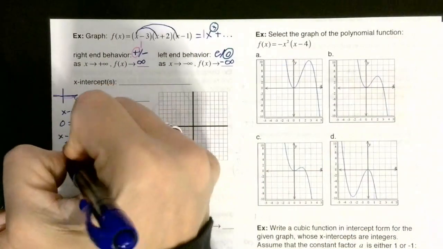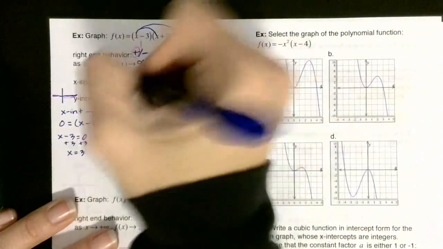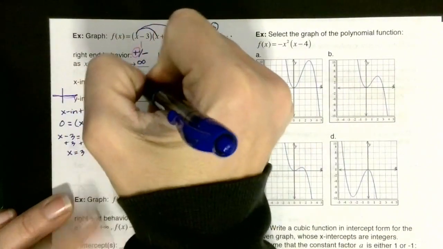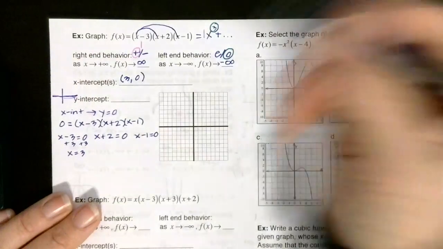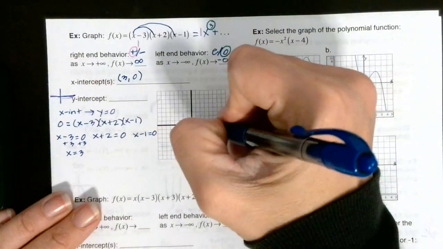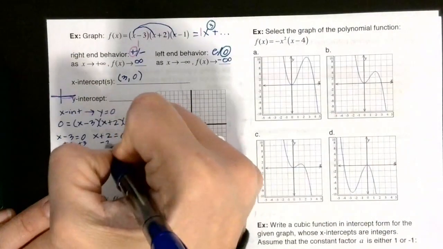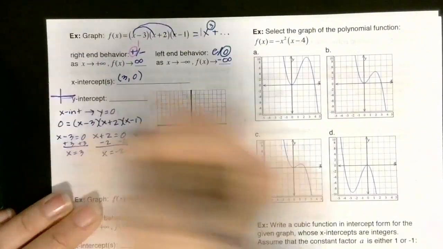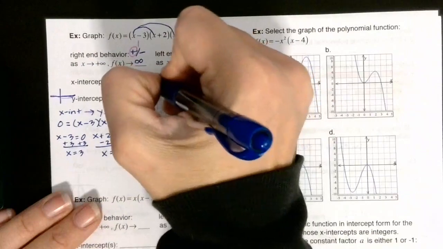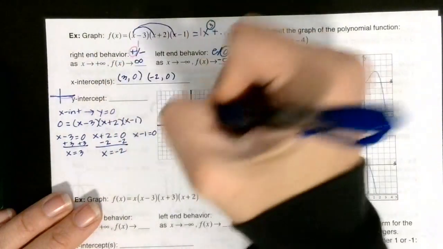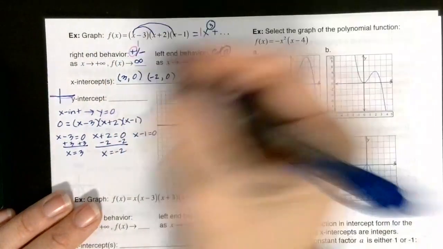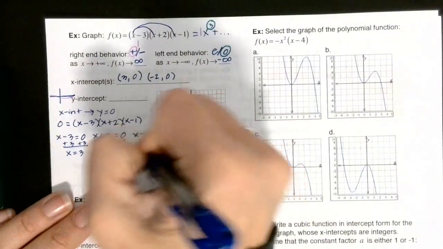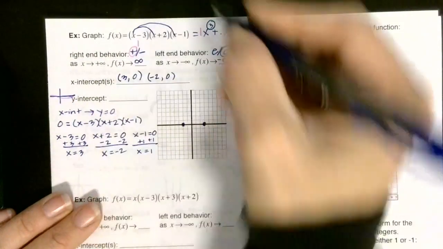So our first x-intercept is 3. On a graph, that would be 3, 0, which is right there. Our second x-intercept is -2. That's there. And then our third x-intercept is going to be 1.